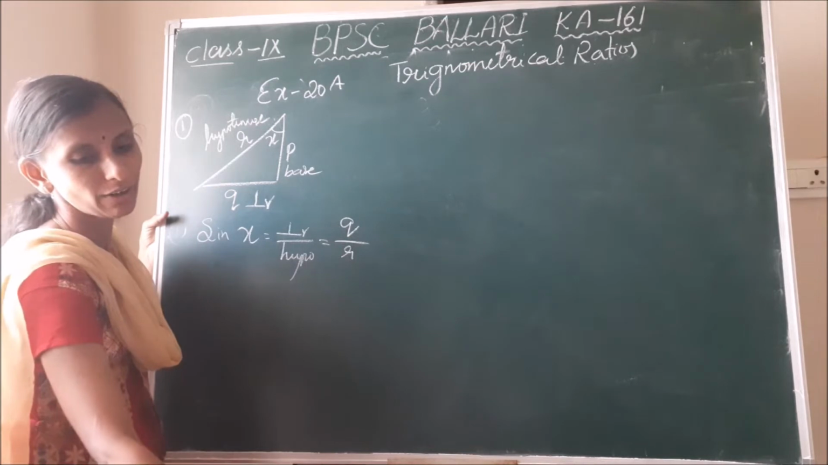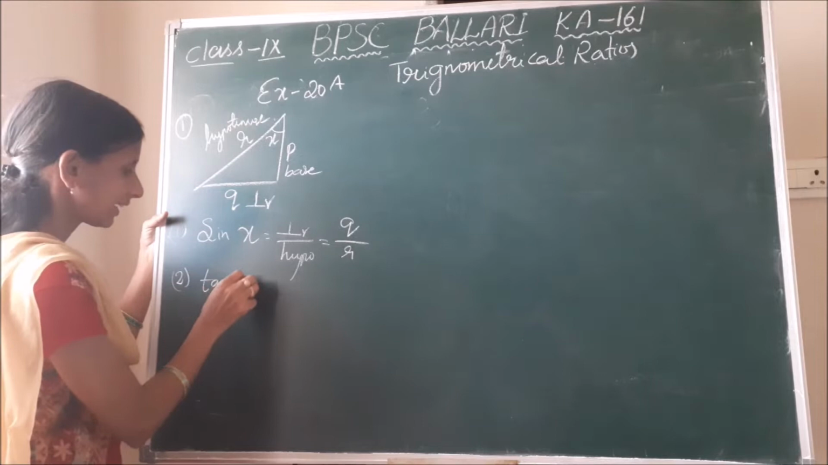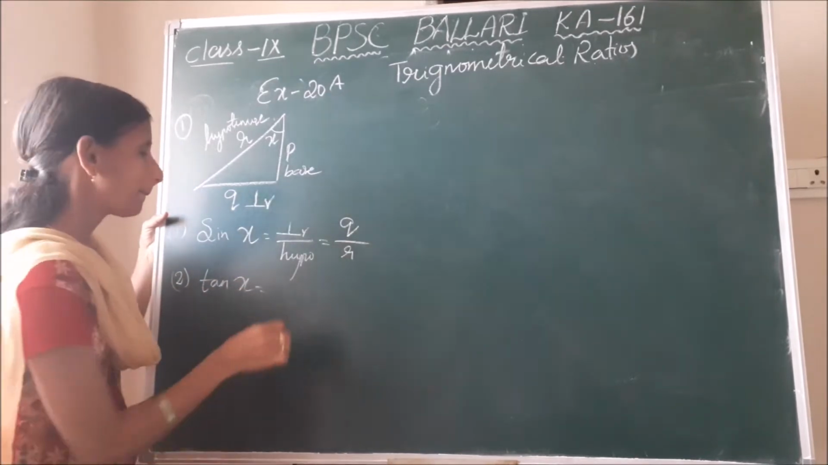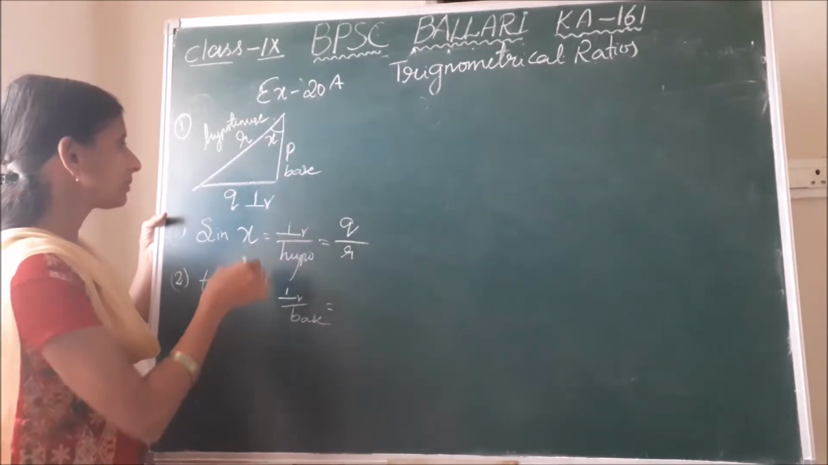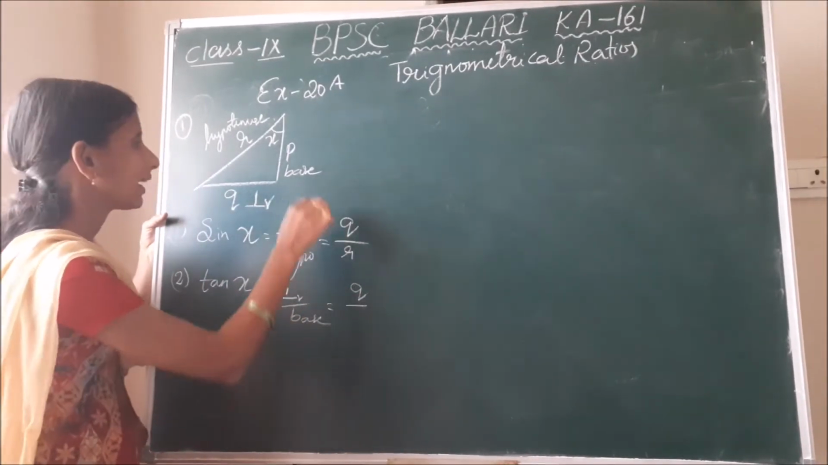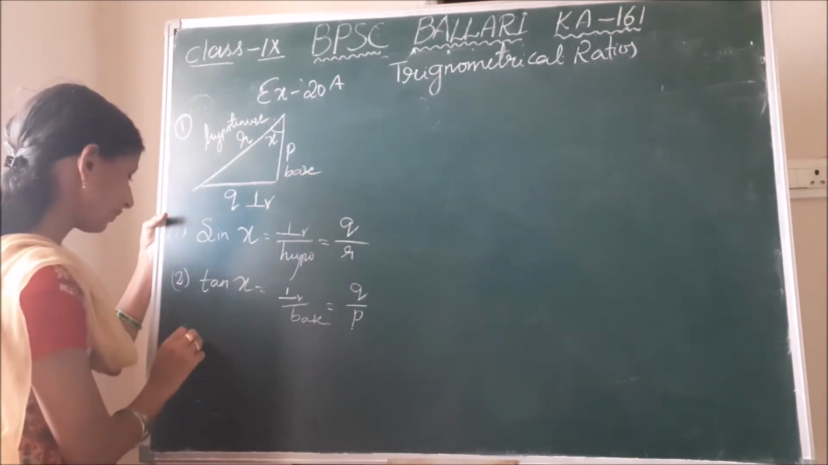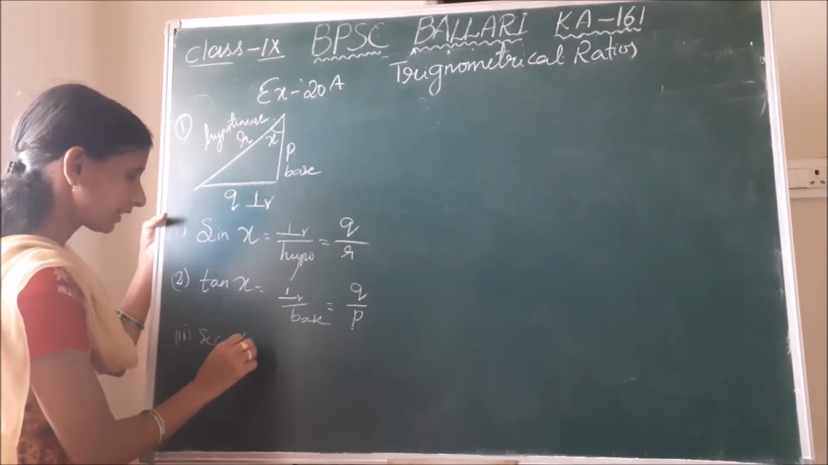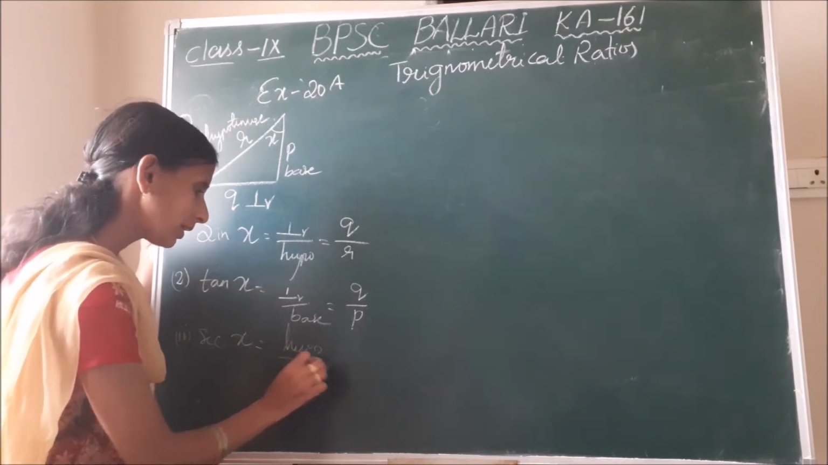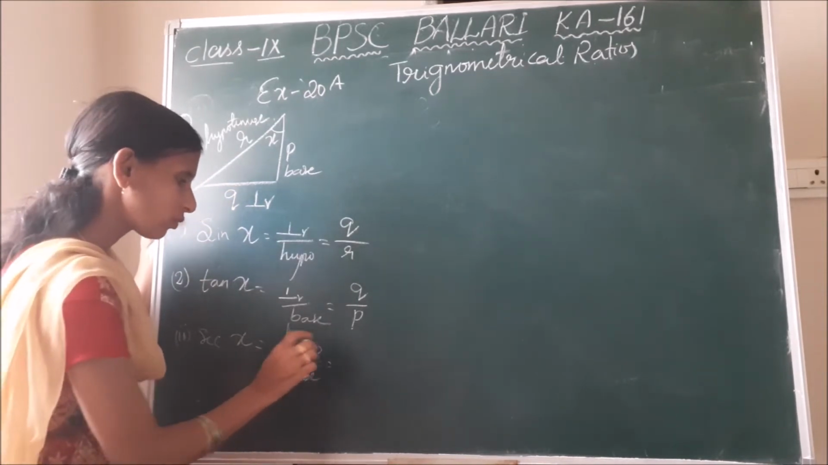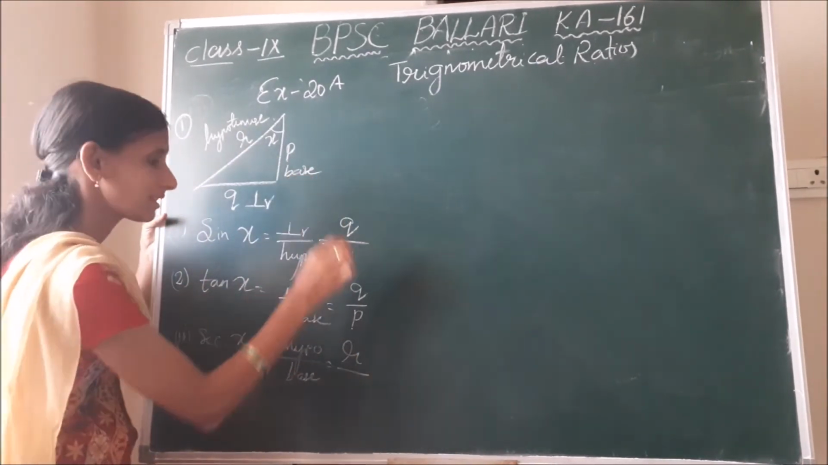Next, what do we have to find? Tan x. Tan means what? Perpendicular by base. So what is the perpendicular here? Q, by base, which is P. Next, secant x we have to find. Secant x means what? Hypotenuse by base. What is the hypotenuse here? It is R, by base means P.